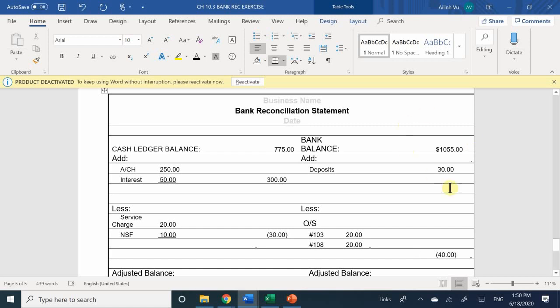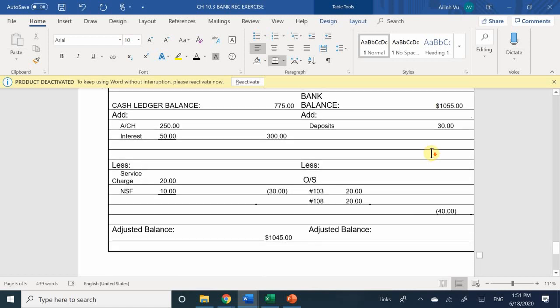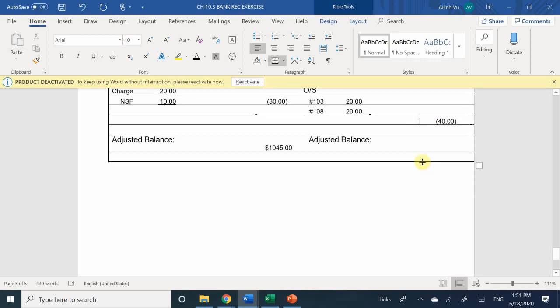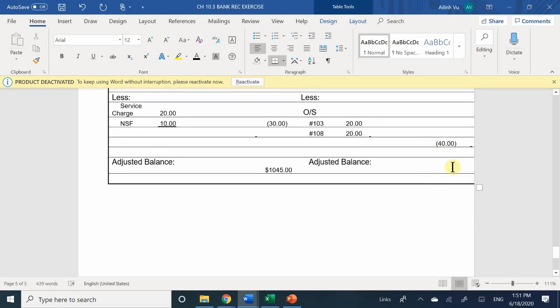1055, yeah. Okay, now we need to add 30 to 1055, and what is that? That's going to be 1085. 1085 minus 40 gives you how much? 1045. 1045 is our magic number. Yeah, and our adjusted balance is 1045.